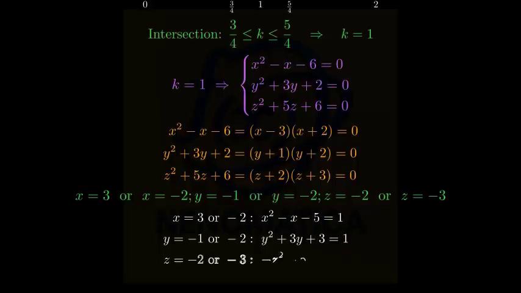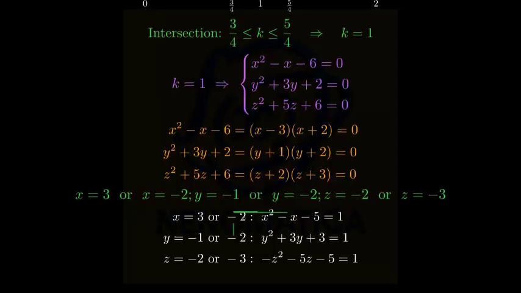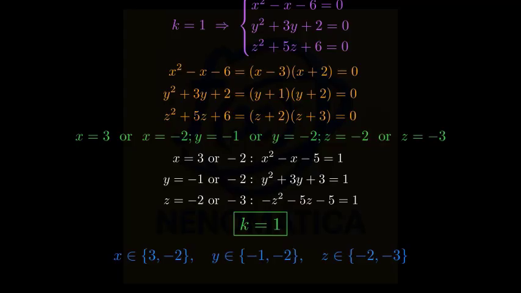Quick check. For x equals 3 or -2, the value of x squared minus x minus 5 is 1. For y equals -1 or -2, the value of y squared plus 3y plus 3 is 1. For z equals -2 or -3, the value of -z squared minus 5z minus 5 is 1. Everything is consistent. Final answer. The common value is k equals 1. The integer solutions are x equals 3 or -2, y equals -1 or -2, and z equals -2 or -3.